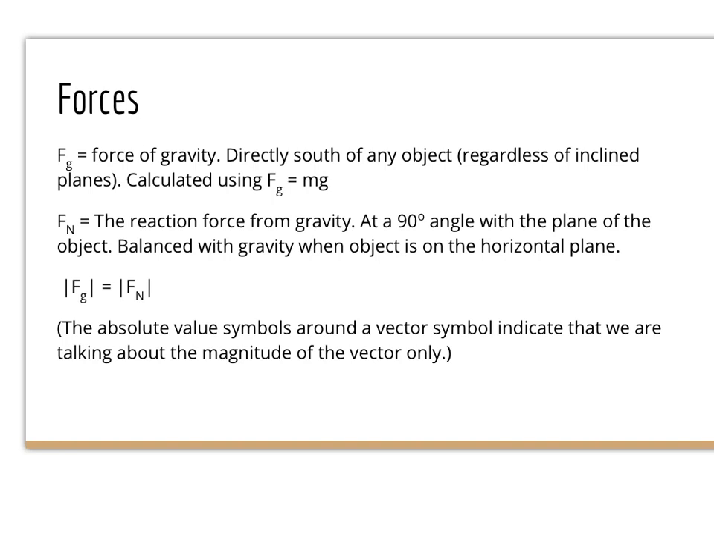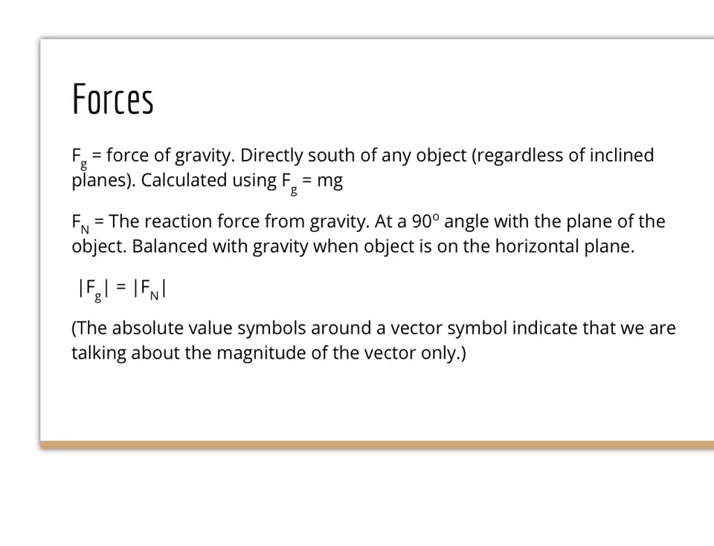Fn is the normal force. It's the reactionary force from gravity. It's at a 90-degree angle with the plane of the object, and it's usually balanced with gravity. It is balanced with gravity when it's on a horizontal plane. So we can say that the force of gravity is equal to the normal force here. It's in absolute values because we know that they're equal and opposite, so they would have opposite signs. We're just looking at their magnitude in this one.